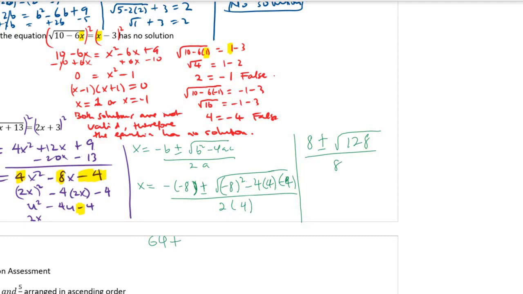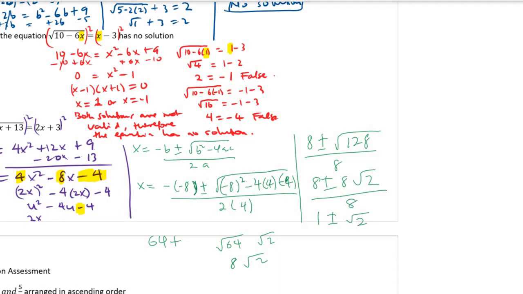Then the square root of 128. We know that 64 times 2 is 128, so we're going to simplify it. It will be the square root of 64, the square root of 2, 8 square root of 2. So it will be 8 plus or minus 8 square root of 2 over 8. That will be 1 plus or minus the square root of 2.